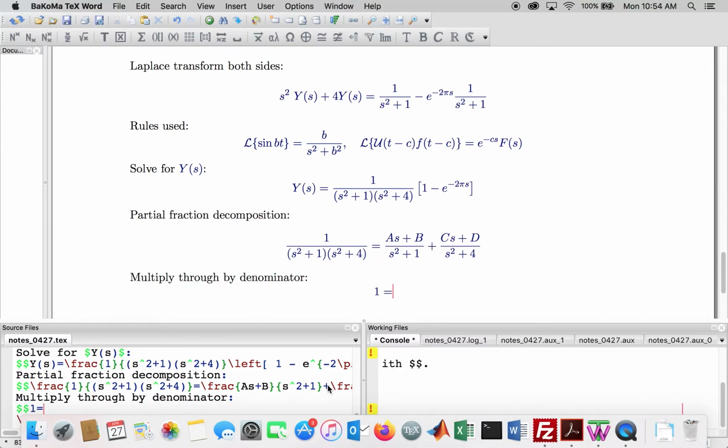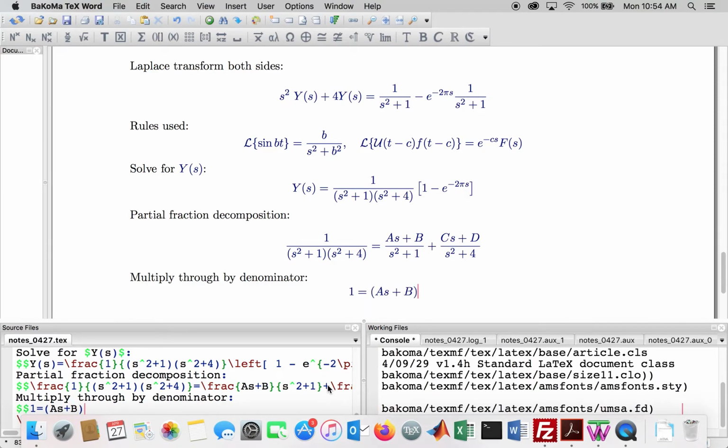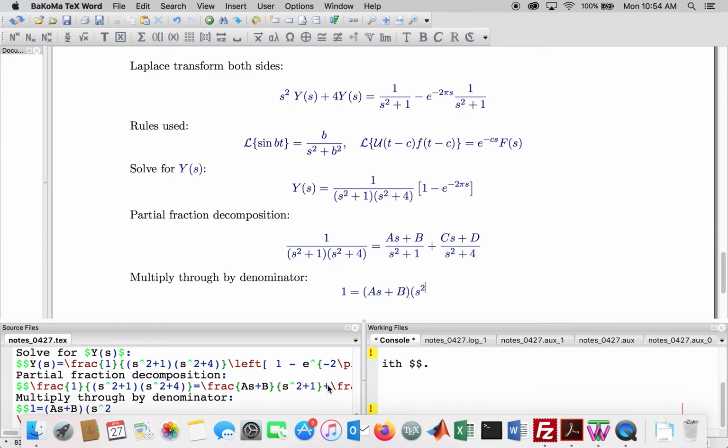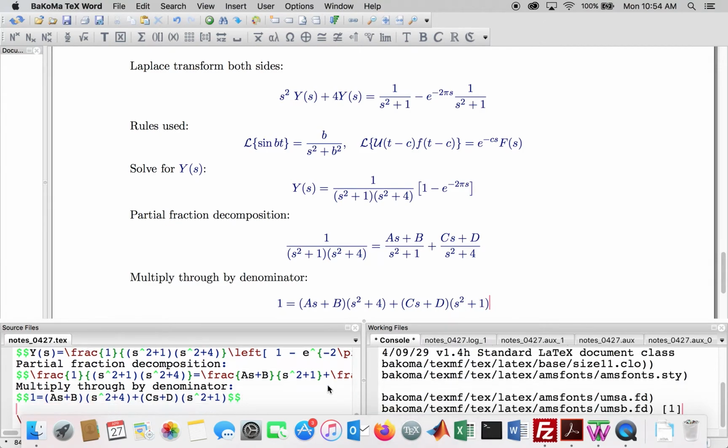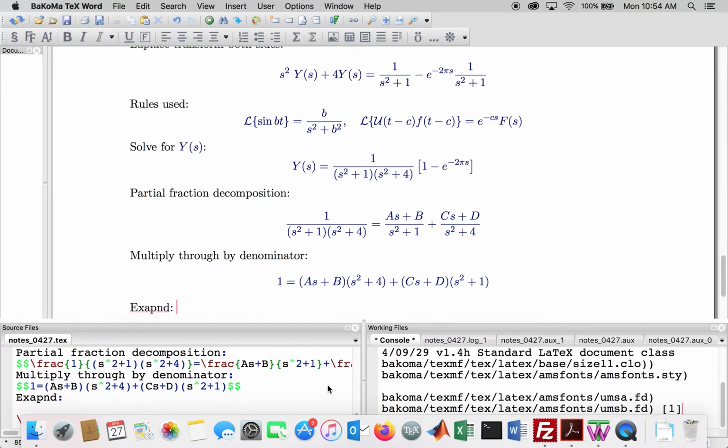So you get 1 on the left side. That's equal to AS plus B, S squared plus 4, plus CS plus D times S squared plus 1. Next, multiply everything out.